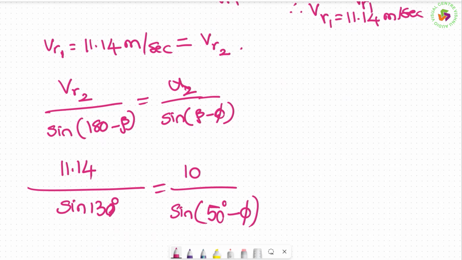So the unknown in this is what? Only phi. If you solve this problem, straight away you can get phi is equal to 6 degrees 33.6 minutes. My only request to you is that you calculate 11.14 by sine 130 actually, see how much it will be, and then put it in the equation. So this is how it will be.